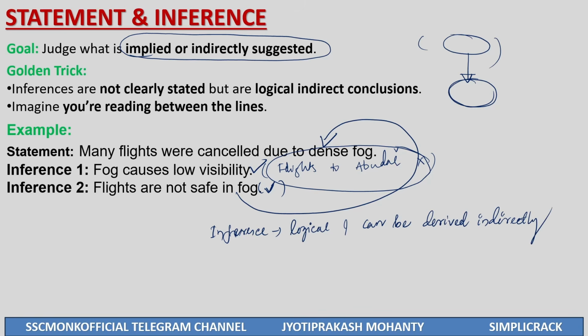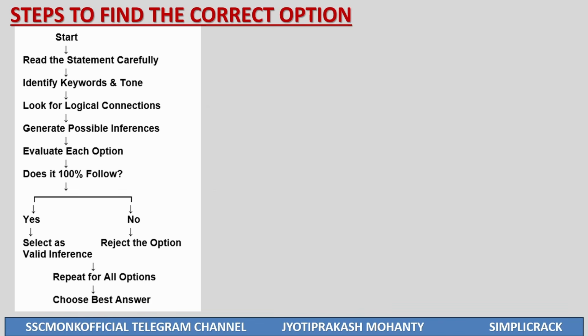But if it is very vague, it has nothing to do with the statement. If this is very broad, I mean extreme, or if it is opinion based, then this cannot be my right inference. Now, what is the logic about it? So, what are the steps?